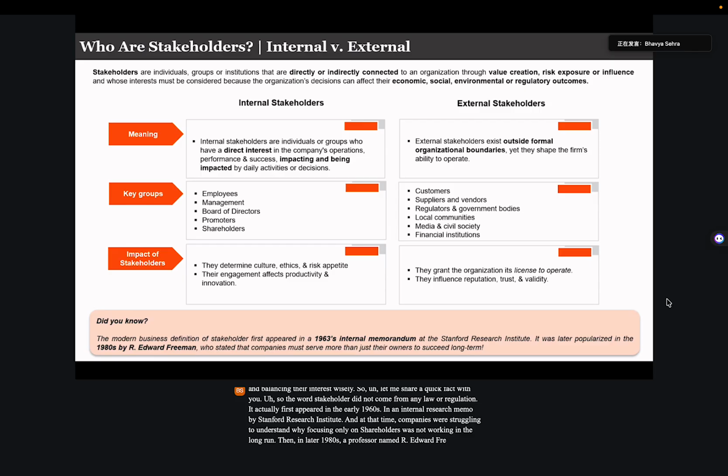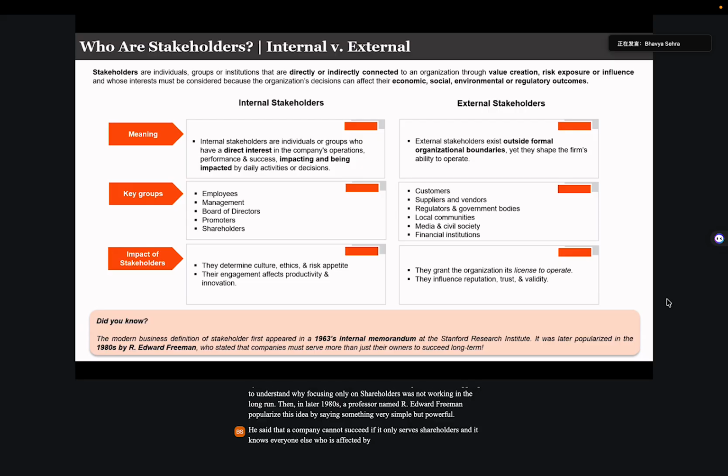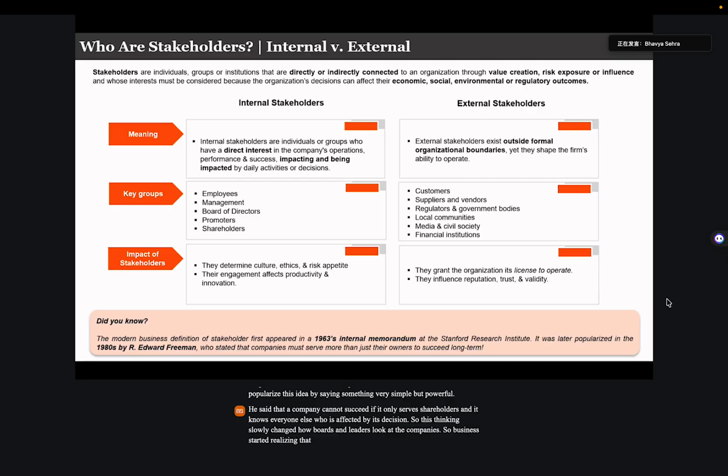Edward Freeman popularized this idea by saying something very simple but powerful. He said that a company cannot succeed if it only serves shareholders and ignores everyone else who is affected by its decisions. So this thinking slowly changed how boards and leaders looked at companies. Business started realizing that employees, customers, communities, and regulators are actually not outsiders. They are part of the system that allows the company to survive and then grow.